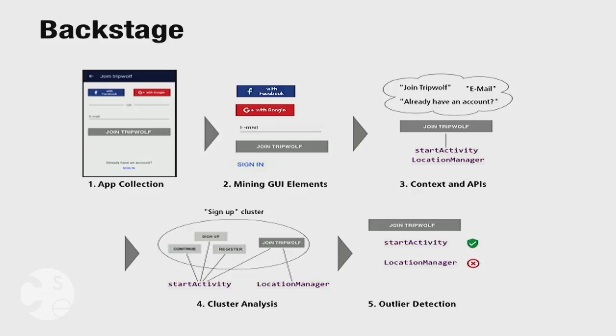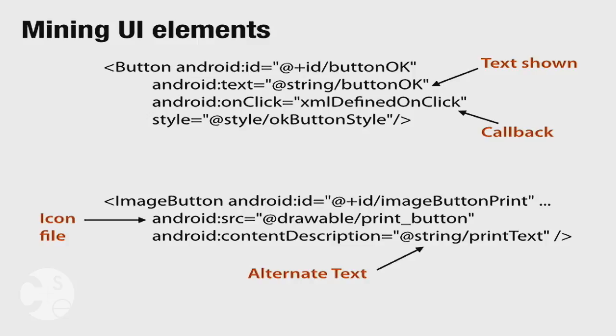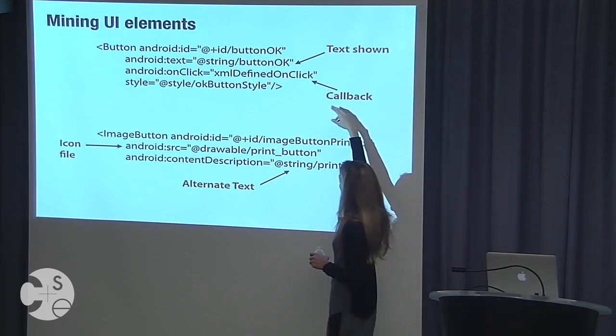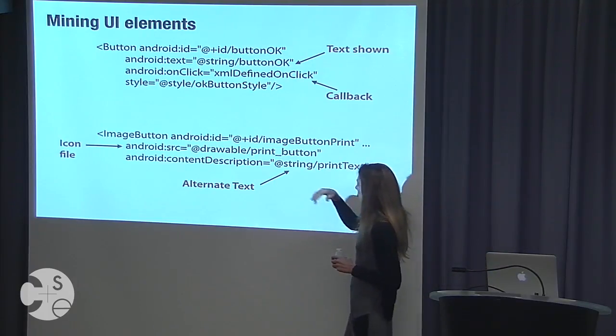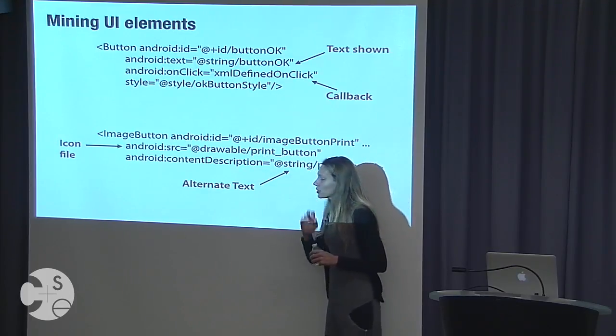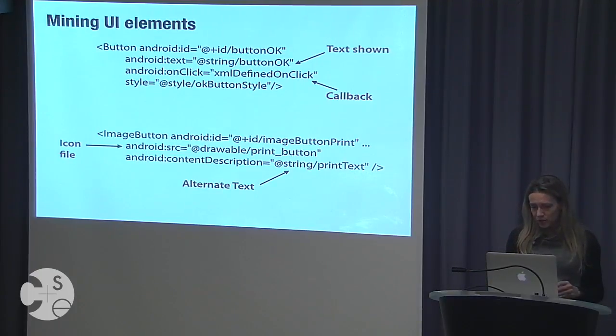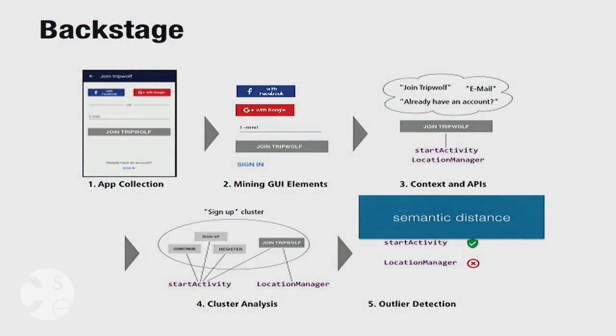So somehow the idea is, if we start by analyzing all the UI elements in the application, and especially if we get the text that is shown in the application, and we get the information of what is the callback associated with that UI element, and for icons, we get the alternative text, then what we can do is group together UI elements that have related text and learn what are the API calls that might be invoked from those, and then report some anomalies.